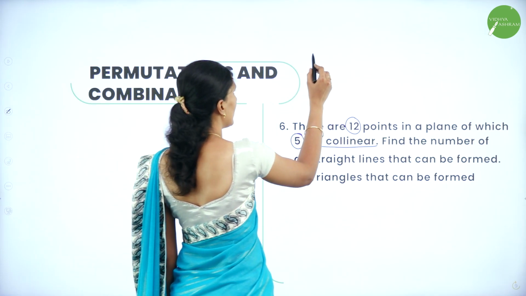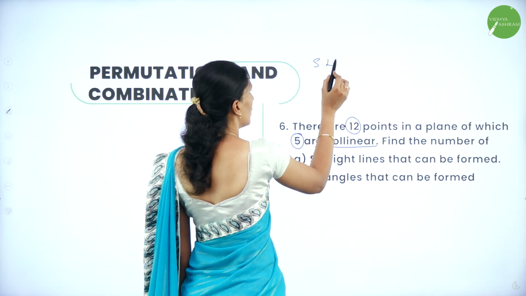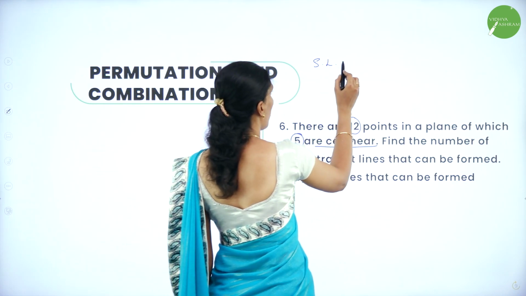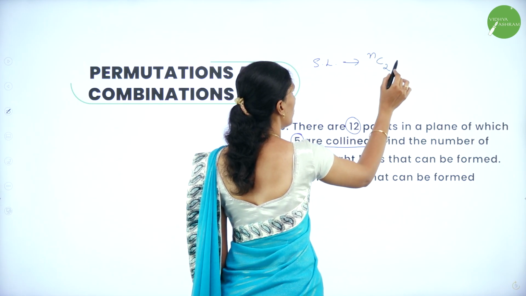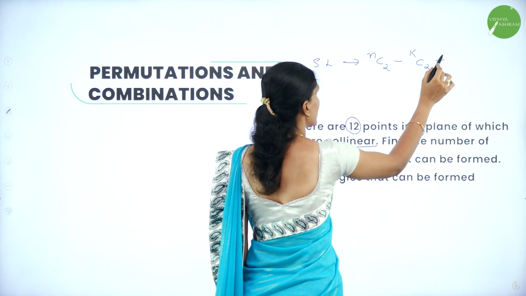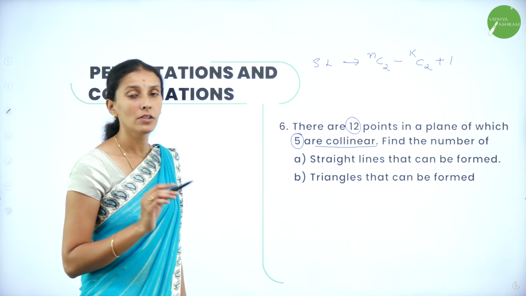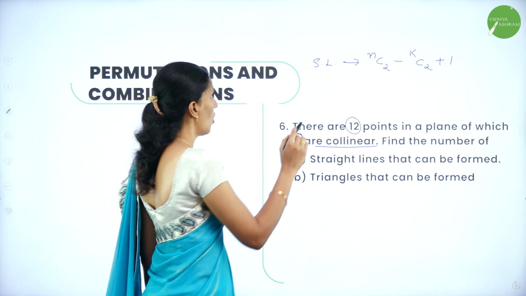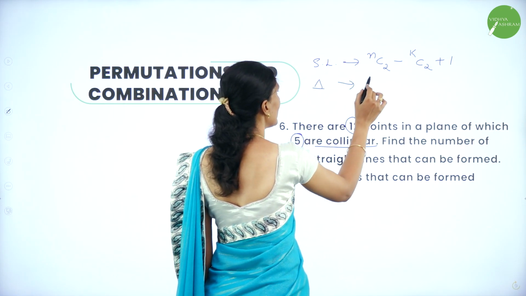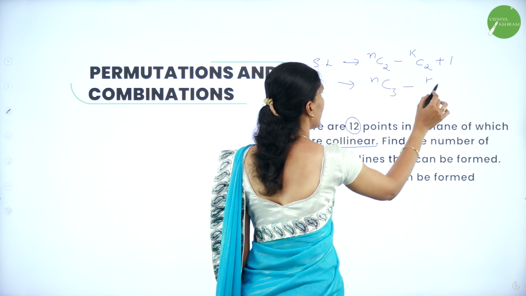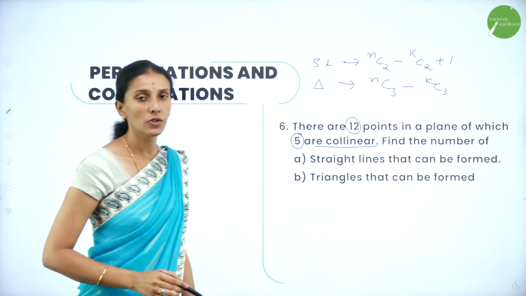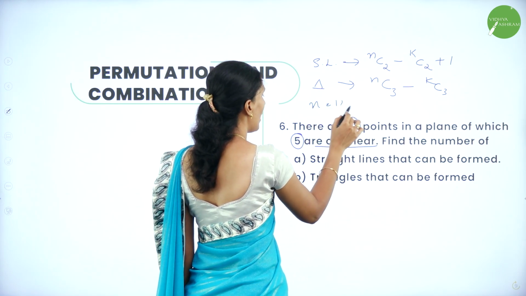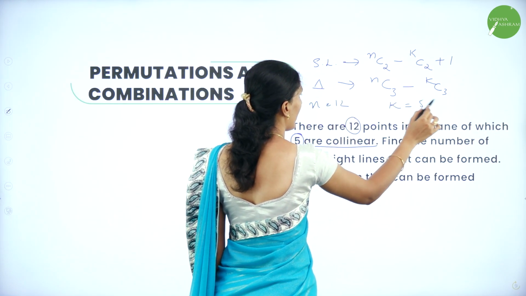Remember the formula: for straight lines, when n points are there and k points are collinear, the formula will be nC2 minus kC2 plus 1. Here n represents the total number of points and k represents the number of points which are collinear. Also for triangles, the formula is nC3 minus kC3. We'll just use these two formulas here. According to the question, my n is 12 and my k is 5.